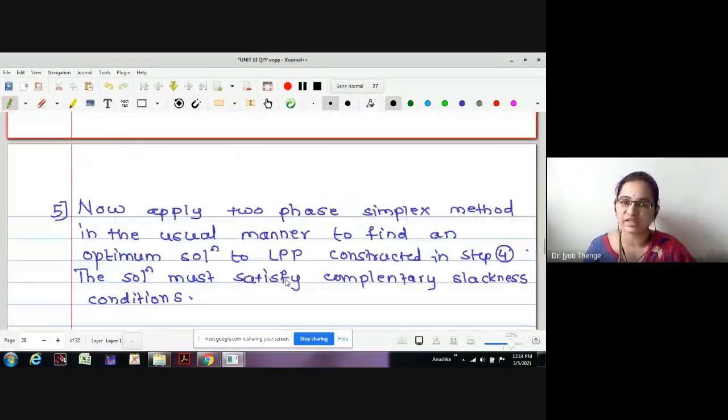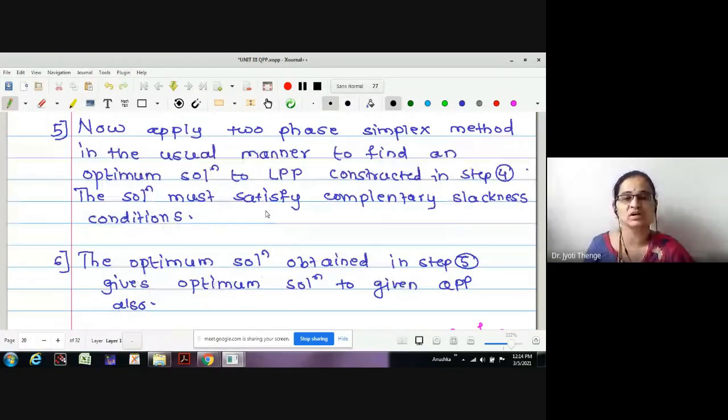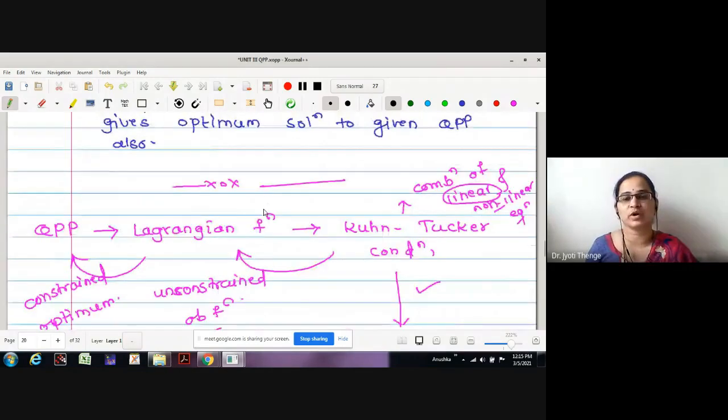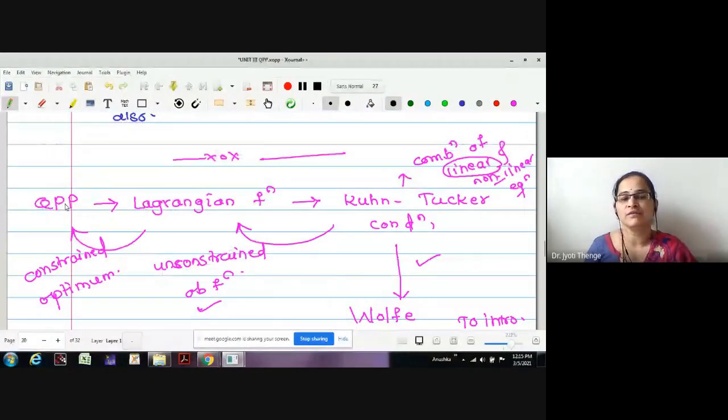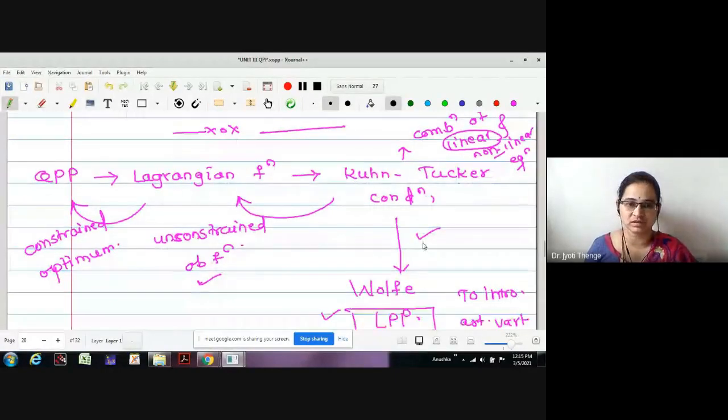Then apply the two-phase simplex method. There is no need to proceed to phase 2. The solution obtained in phase 1 will be the final solution, because there is no other objective function with us. Whatever the solution in phase 1 is will be the solution of our linear programming problem, which in turn will be a solution of our quadratic programming problem. This is the idea I have explained. To solve a quadratic programming problem, first construct the Lagrangian, then the Kuhn-Tucker conditions, then apply Wolfe's method, right?